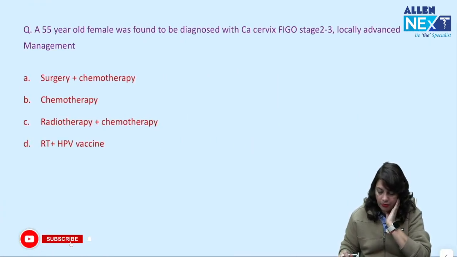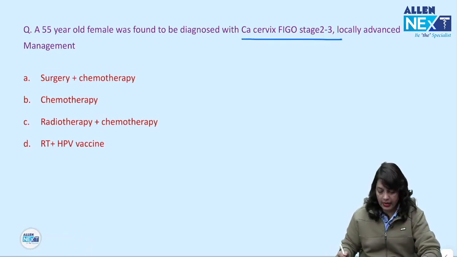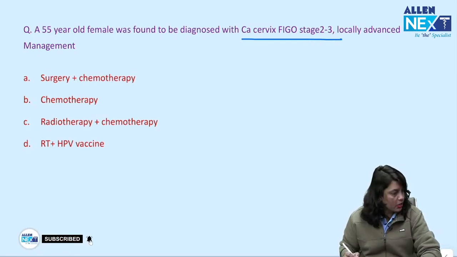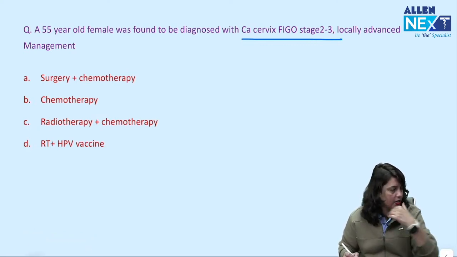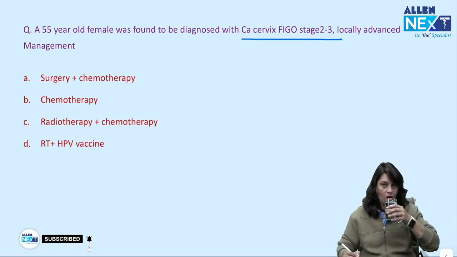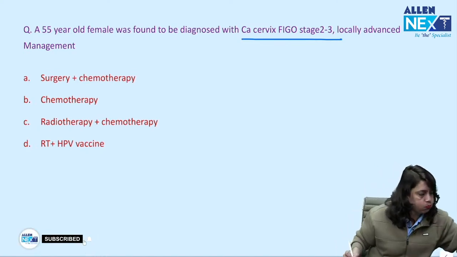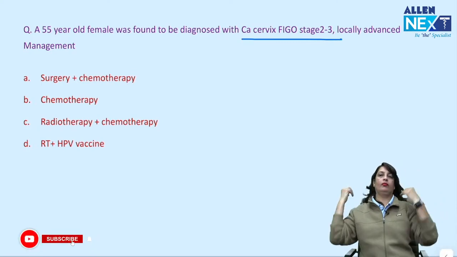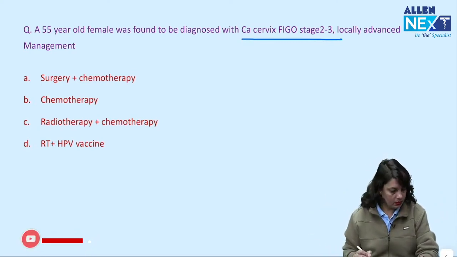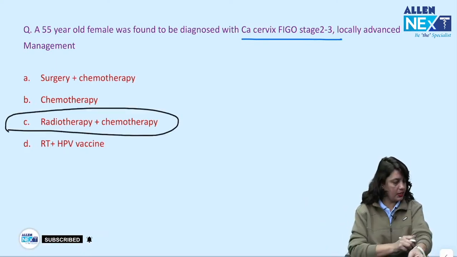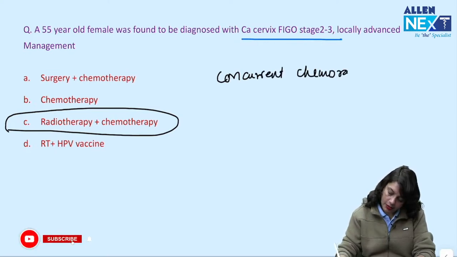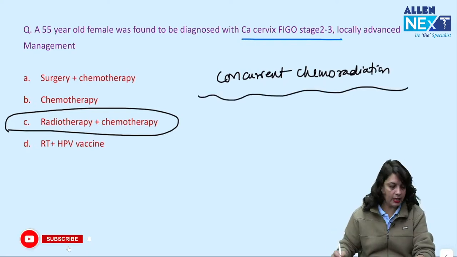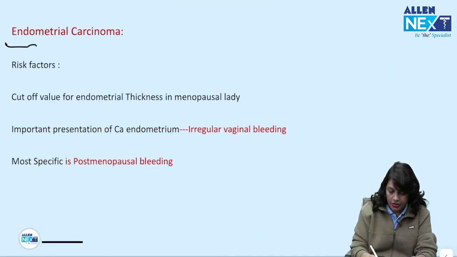Next, a 55-year-old female was found to have cancer cervix, FIGO stage 2B-3, locally advanced. What is your management? Surgery plus chemotherapy, chemotherapy, radiotherapy plus chemotherapy, radiotherapy and HPV vaccine. What's your best answer? What will you mark? This is an AIIMS PG question, but a similar question has been asked in FMGE exam as well. So this is radiotherapy plus chemotherapy, or we can call it concurrent chemoradiation. Next, endometrial cancer.